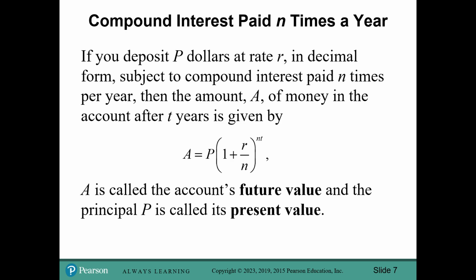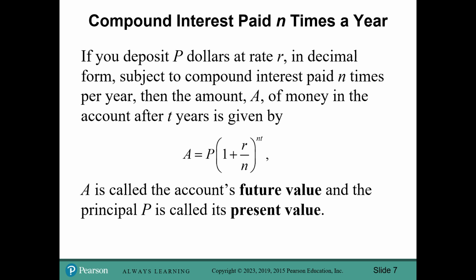Now let's look at compound interest paid n times a year. If you deposit P dollars at a rate R in decimal form, subject to compound interest paid n times per year, the amount A of money in the account after T years is given by A equals P times (1 plus R over N) raised to the NT. A is the account's future value, and P, the principal, is called its present value.